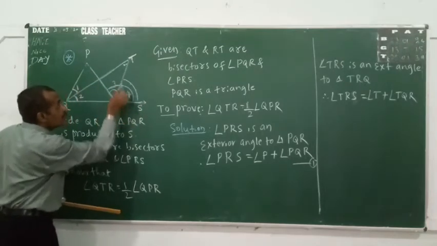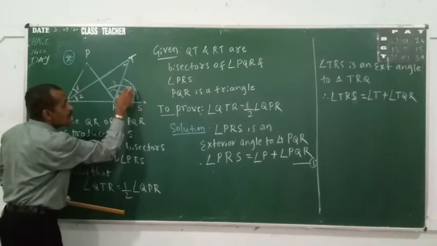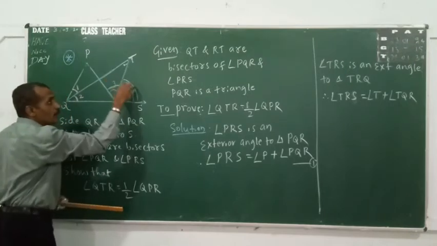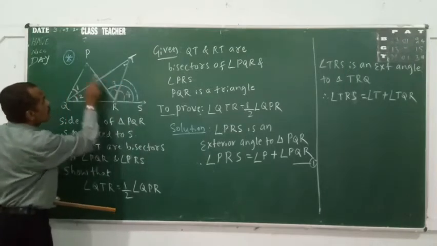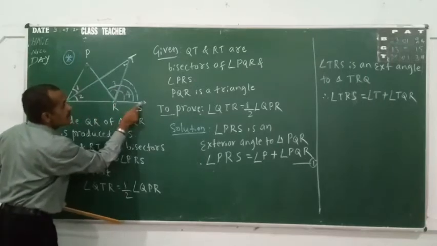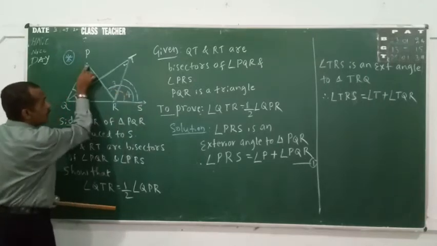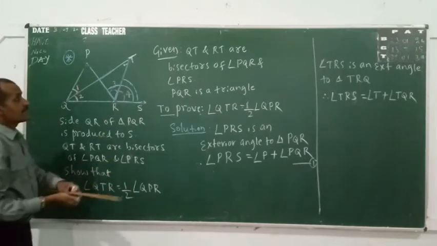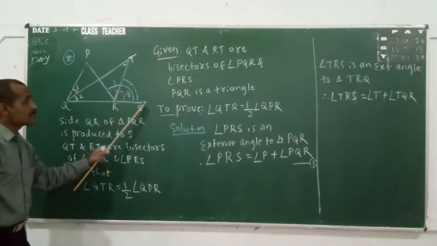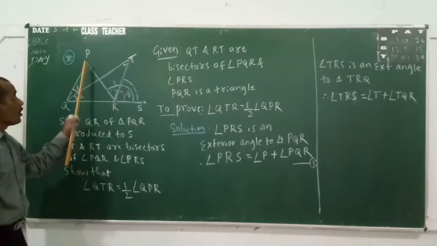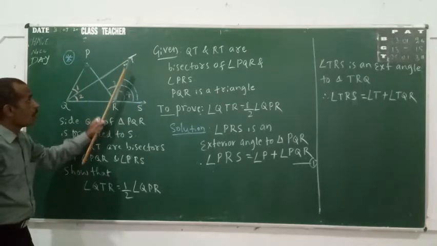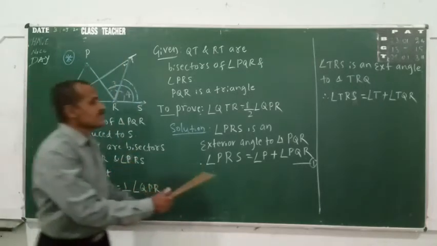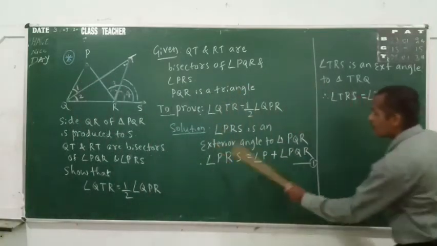PRS is double of TRS, because angle 4 and angle 3 are equal. If you add both, you are getting PRS. So I can say angle TRS is half of PRS, or PRS is double of TRS. So LHS is TRS, RHS is PRS.